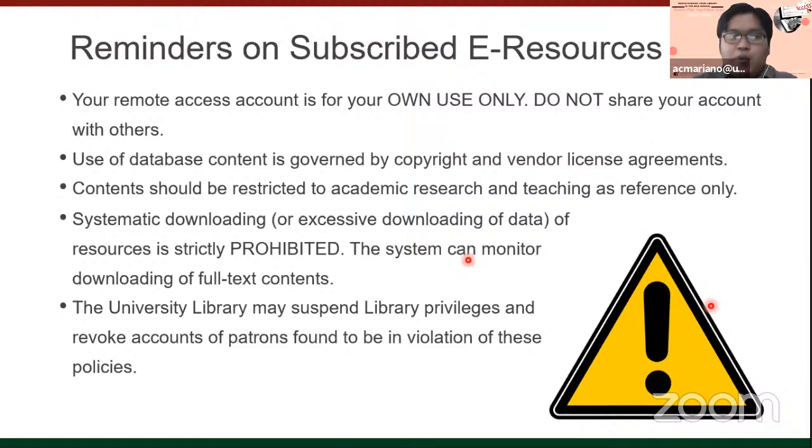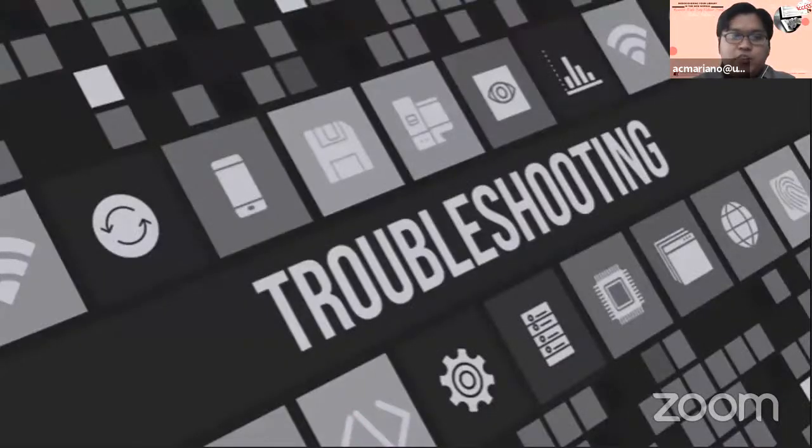So our EZproxy has monitoring software. Also, the individual online databases which we subscribe to can track everything that you are downloading. So if you exceed normal human limits, then they will flag you and they will block your entire IP address. So please be careful about that. We'll talk about what to do in case you get flagged or blocked later on when we go to the next part of our presentation, which is troubleshooting.